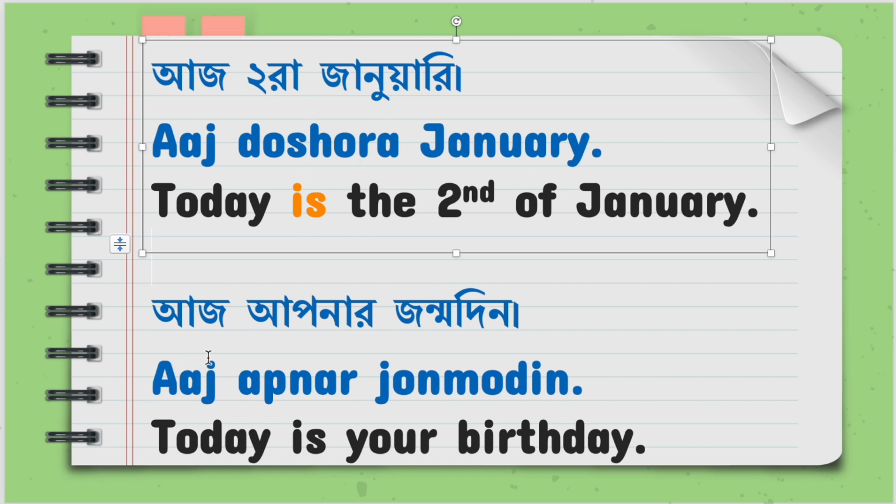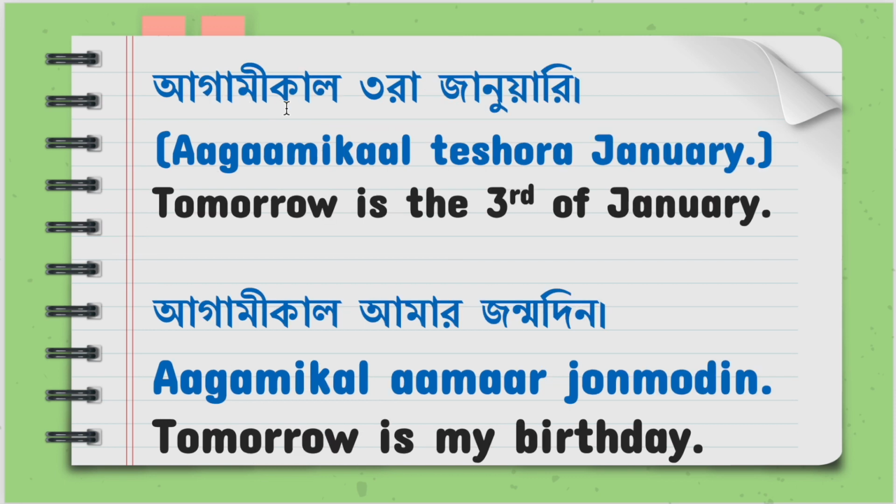Okay, the next one. Aaj apnar জন্মদিন. Today is your birthday. I hope you remember that apnar is the formal your. আগামীকাল 3রা January. So 3, which is Bangla 3, it is followed by ra and we need to pronounce it as 3রা January. Tomorrow is the 3rd of January. আগামীকাল আমার জন্মদিন. Tomorrow is my birthday.